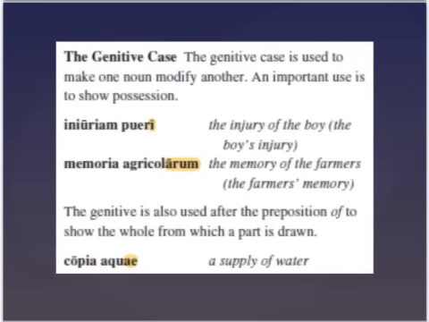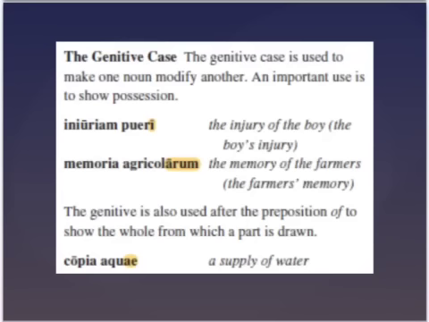Now we're going to transition back to nouns. And now we're going to learn another case for the nouns. That is the genitive case. We've already learned the nominative for the subject, the accusative for the direct object, and now we're going to learn the genitive. The genitive is used to make one noun modify another, and its most important use is possession.